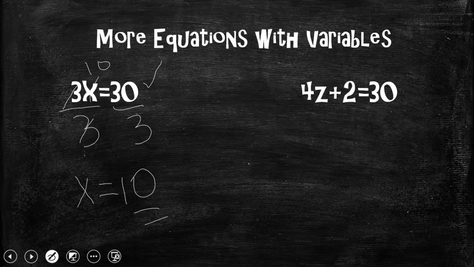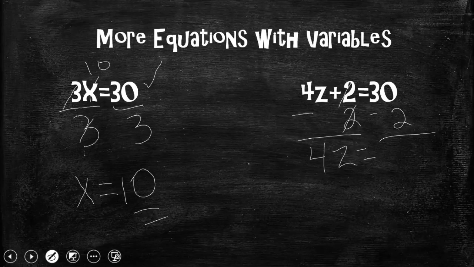4z plus 2 is equal to 30. Okay, we're going to have to do a couple things here, a couple operations to get that z by itself. First, let's get the 2 over to the right-hand side. So we'll subtract 2 from each side. So that leaves us with 4z by itself, and 30 minus 2 is equal to 28.